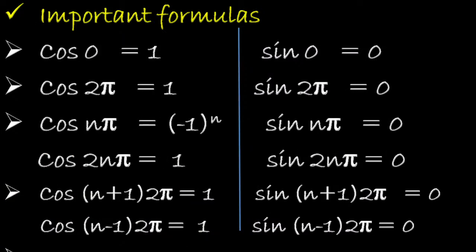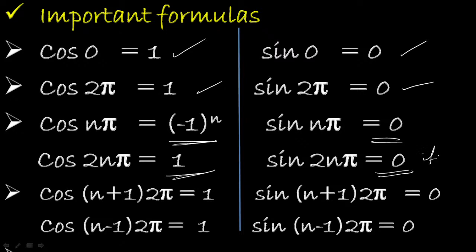And while substituting the limits, you should know the limit values of cosine and sine terms. So cos 0 is equal to 1, whereas sin 0 is equal to 0. cos 2π is equal to 1, whereas sin 2π is equal to 0, and cos nπ is equal to (-1)^n, sin nπ is equal to 0, cos 2nπ is equal to 1, whereas sin 2nπ is equal to 0. This holds only if n is an integer, but here in the interval 0 to 2π we take only integer values, so here sin 2nπ is equal to 0, whereas cos(n+1)2π is equal to 1, and sin(n+1)2π is equal to 0.